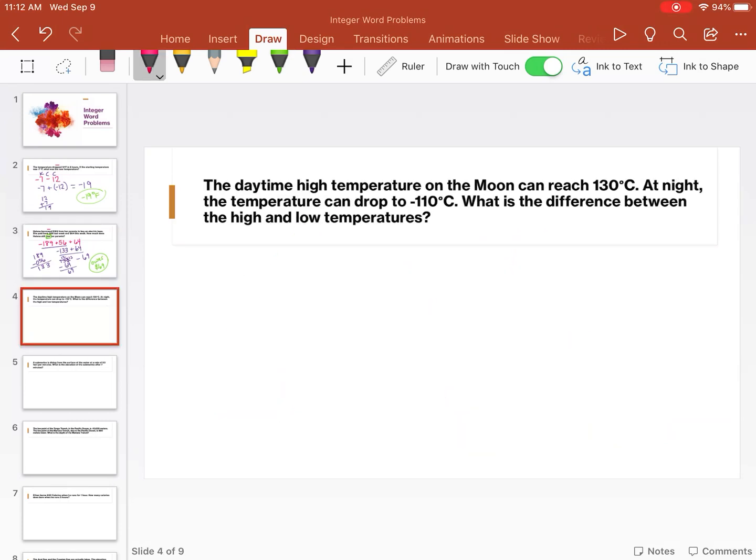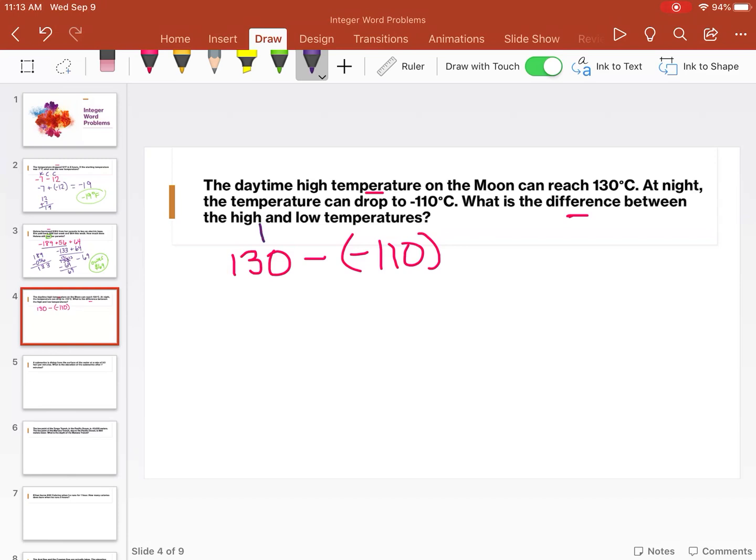All right, next one. The daytime high temperature on the moon can reach 130 degrees Celsius. At night, the temperature can drop, is a negative word, goes down, right, to -110 degrees Celsius. So what is the difference? Difference is a subtraction word, right, between the high and low temperatures. So I'm going to start with my high temperature, +130, and then it's dropping. Okay, so going down, and it's asking the difference. Difference means subtract, so I'm going to subtract my -110 degrees. Go ahead and solve that one, and then I'll solve it with you.